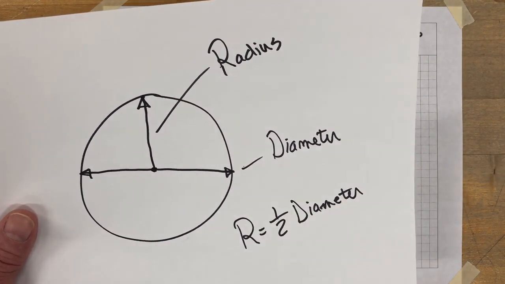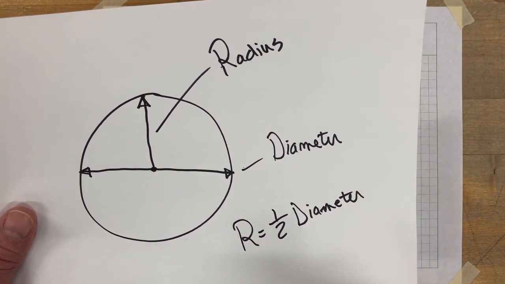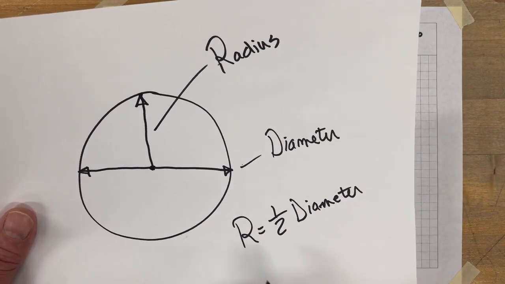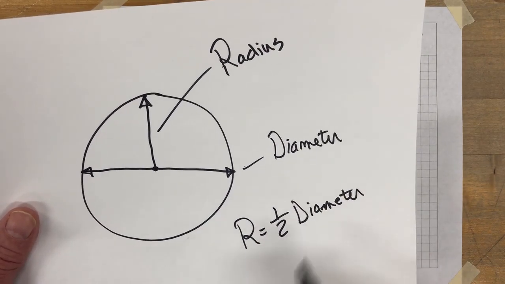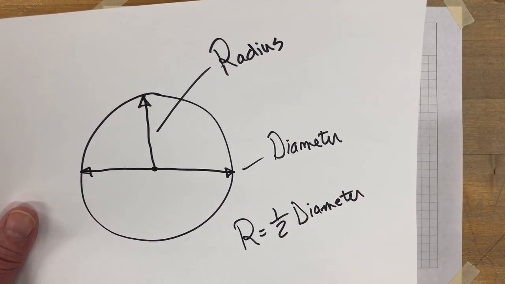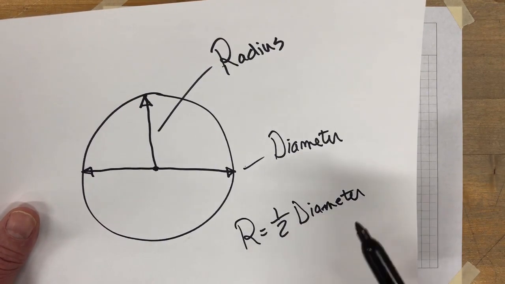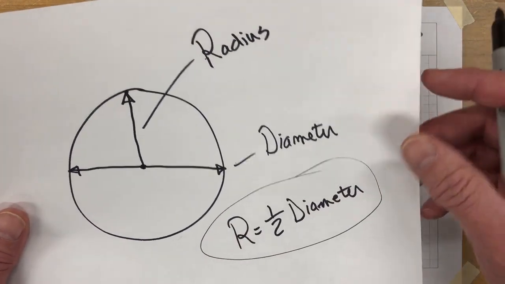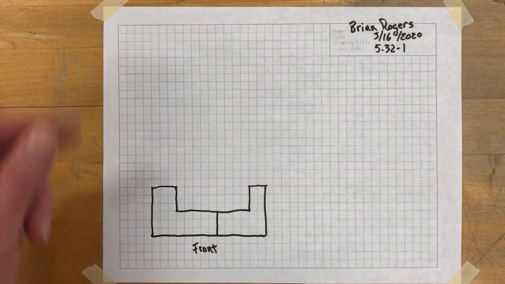That's the diameter. Now, there is a mathematical relationship to this here, and we need to understand this so we can proceed on with our drawing. Radius is half the diameter, okay? Or you could say the diameter is twice the radius, okay? So keep this in mind, because we're going to be using this as we go ahead and draw our drawing.